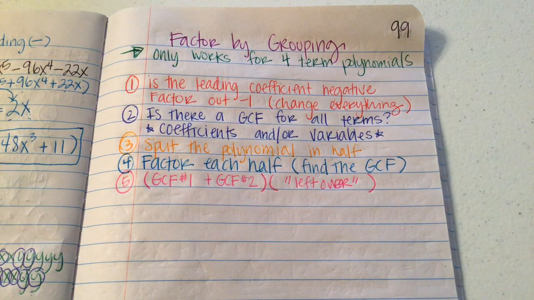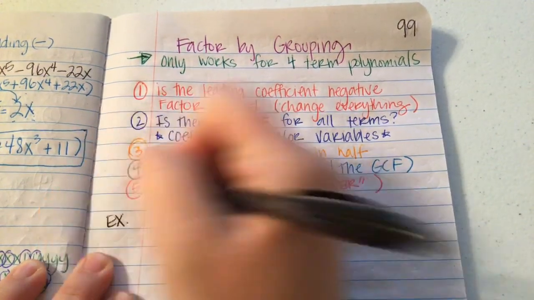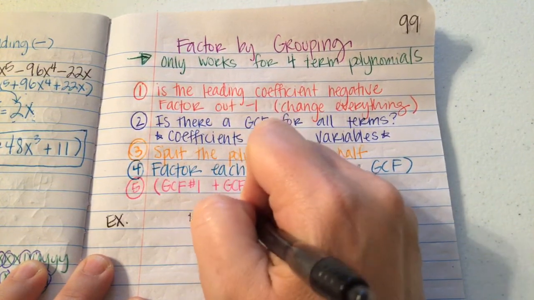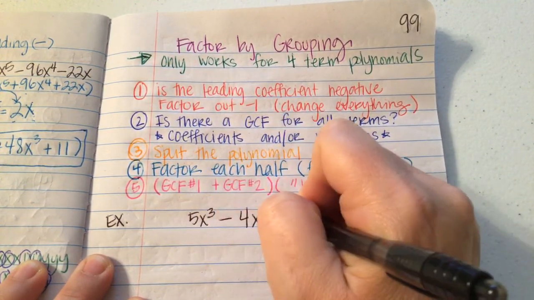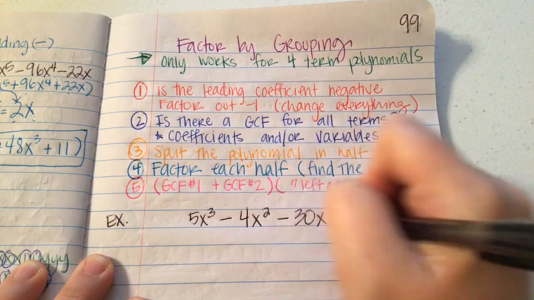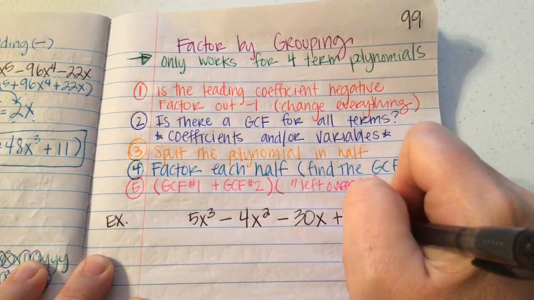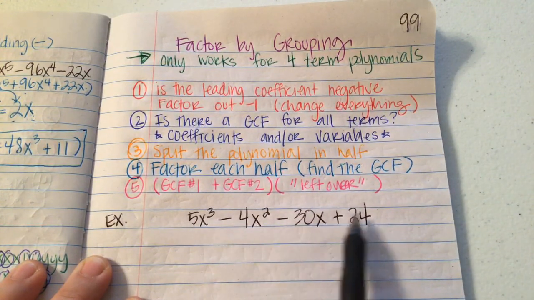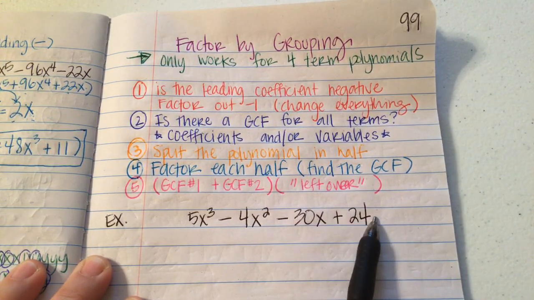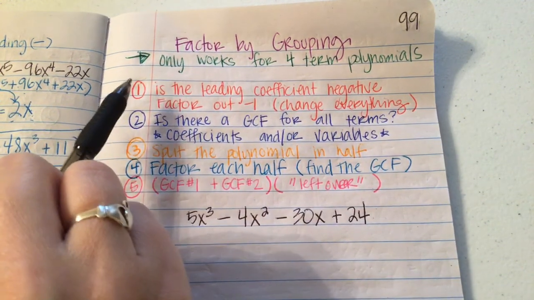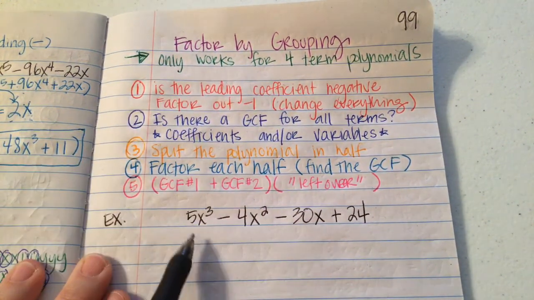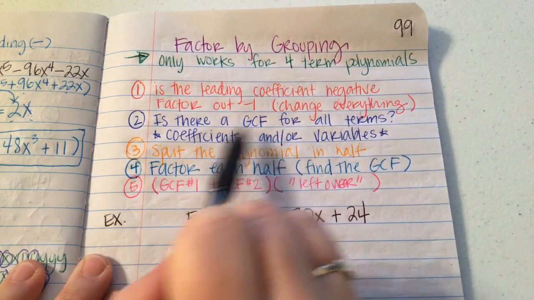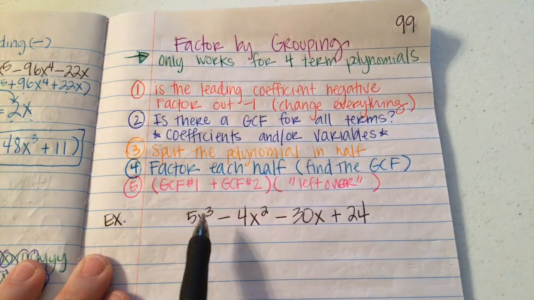All right, so let's start out slow. Examples. 5x to the third minus 4x squared minus 30x plus 24. It's in standard form, which is key. There are no like terms that can be combined. So now let's question. Is the leading coefficient negative? No. Is there a GCF for all of the terms? Coefficients and or variables.